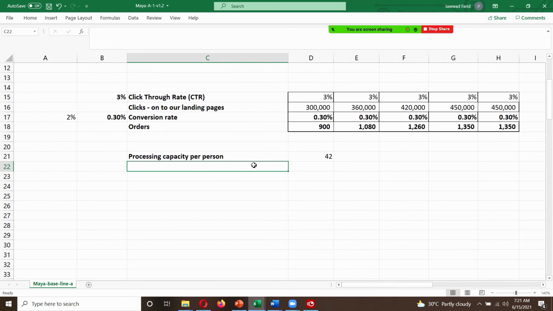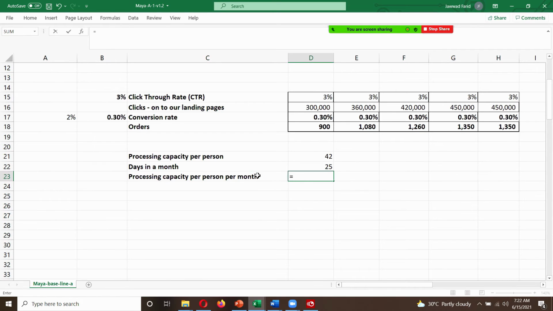How many days are there in a month? So let's say they work 25 days in a month. Let's say processing 25 days. So as per this math, processing capacity per person per month would roughly turn out to be 42 into 25. So one person can do about 1,000 orders a month.